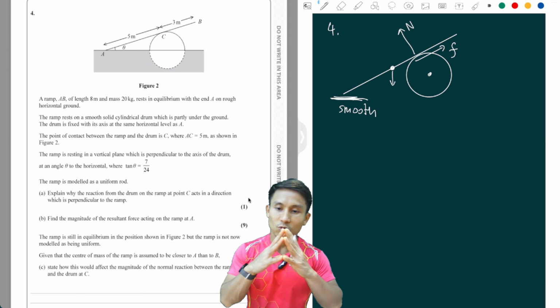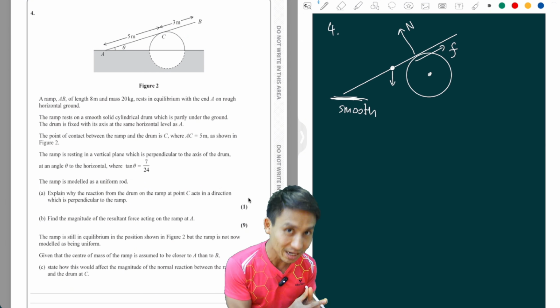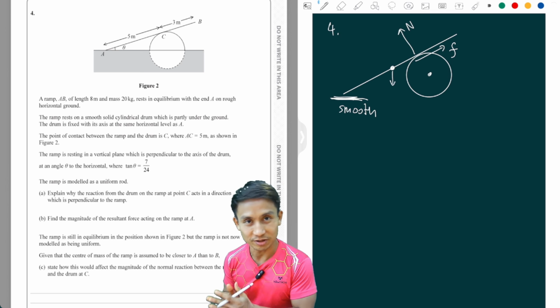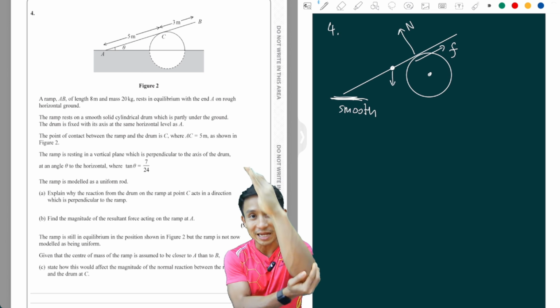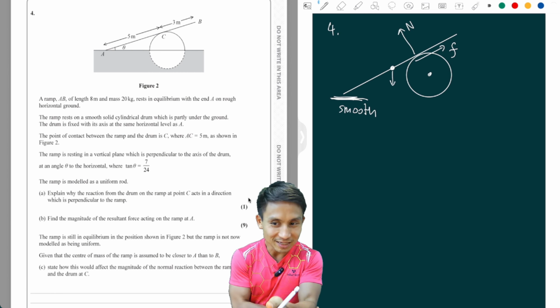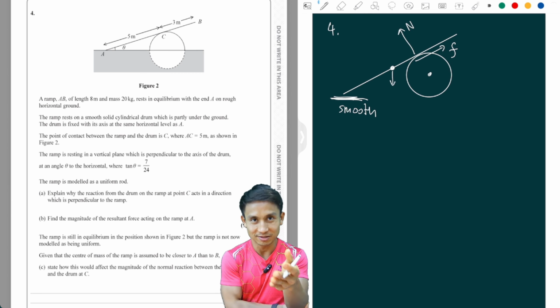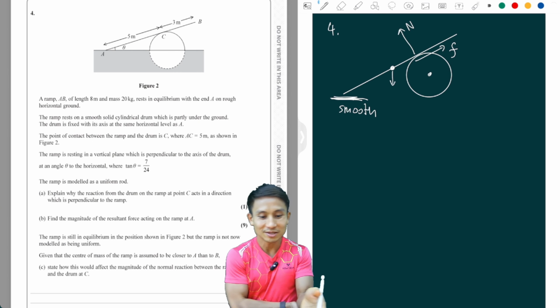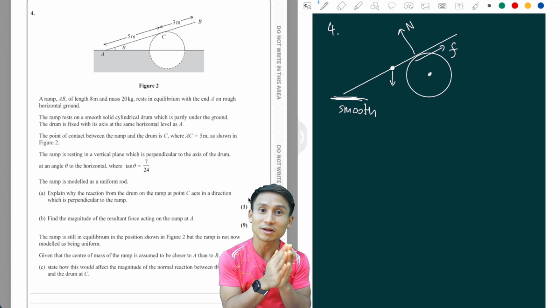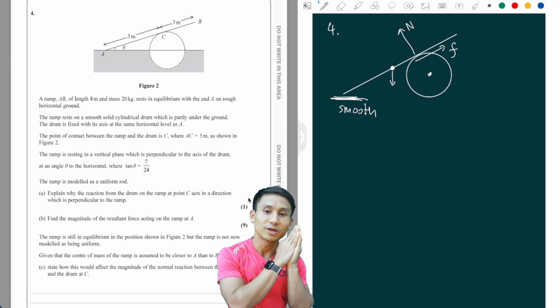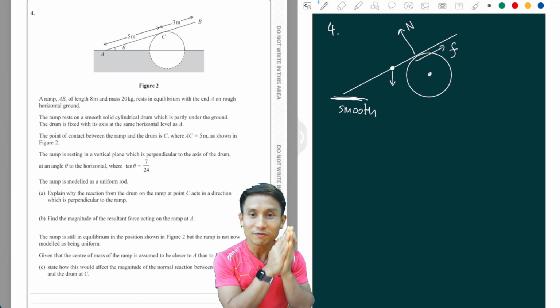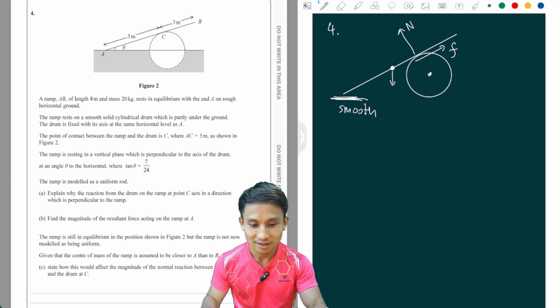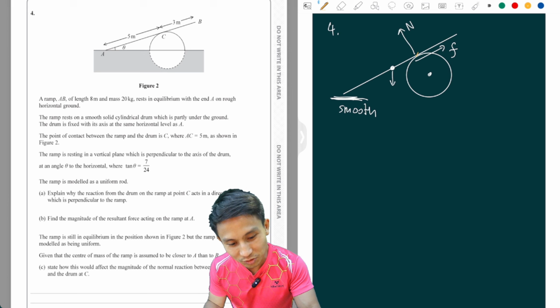Okay, now normal reaction and reaction can be different, because normal reaction is a single force perpendicular. But in this case, it uses reaction. That means it is the resultant force from the drum to the ramp. So if there was friction, the resultant force would have been that.